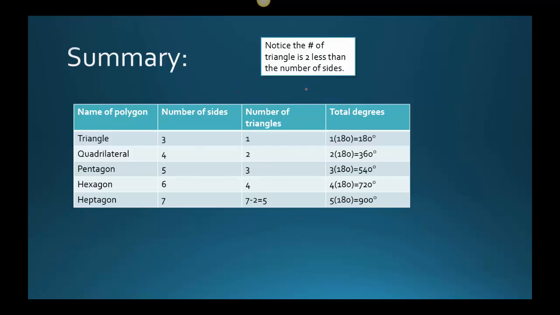I want you to notice the number of triangles is 2 less than the number of sides. So 3 sides, 1 triangle. 4 sides, 2 triangles. 5, 3, 6, 4, 7, 5. So it was always 2 less. So this gives me like a generic formula so that I could do as big as I wanted. If I know the number of sides, I can say subtract 2 and then multiply by 180.